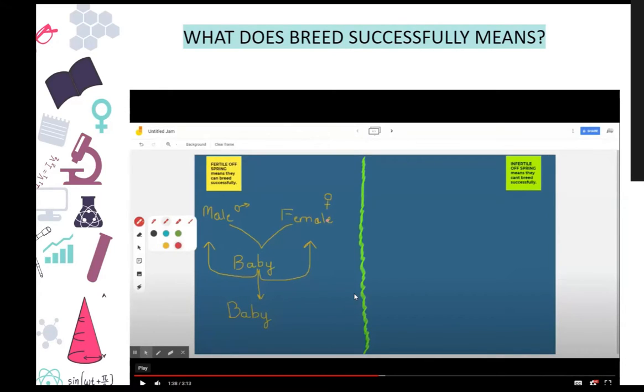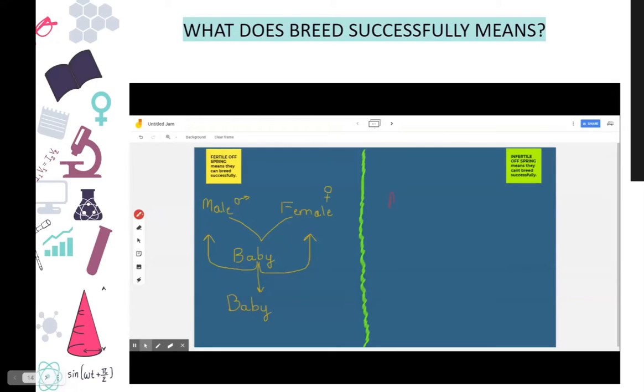Now, if fertile offspring is clear, then what is infertile offspring? Infertile offspring means then again we have a male, and then we have a female here. Okay, can you all see? Maybe it's red color. Male and a female. Let me write it: the offspring cannot breed successfully. So over here, what's this sign? Please remember the signs. Signs are important in biology.